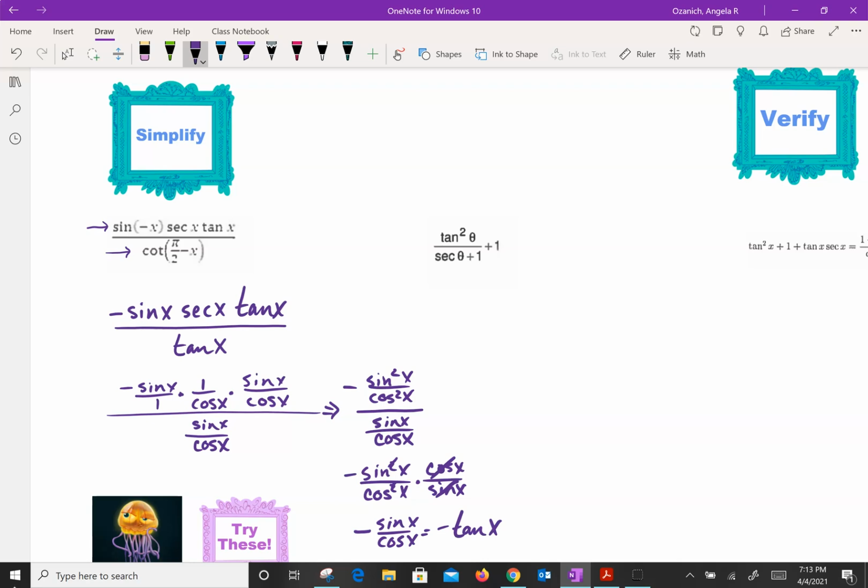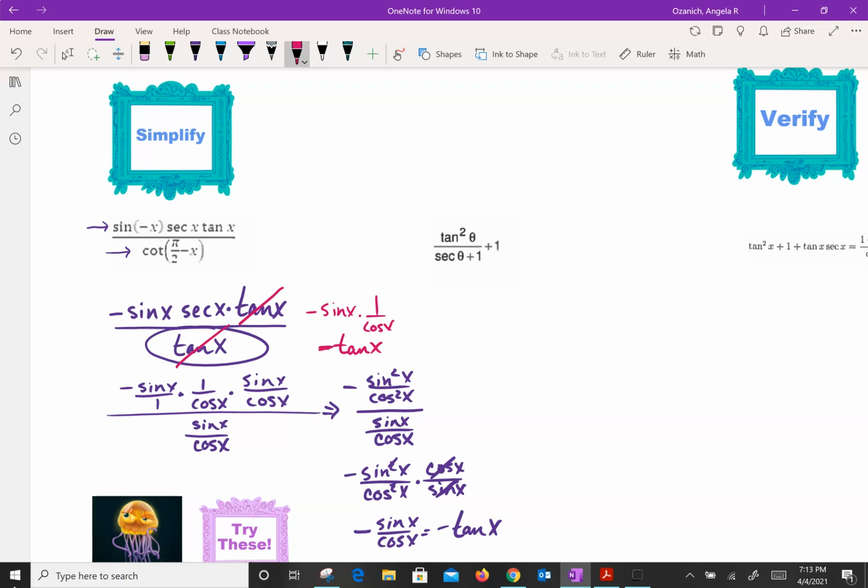Okay, maybe up here, if I had left this as tangent of x, what I could have done instead, and this might have been a lot faster, would be just to cancel the tangent x's. So here's another way I could have gone. And then I get sine x times secant x, which is just a negative sine of x times 1 over cosine of x. And if I went that route, I'd immediately be at negative sine x over cosine x, which is negative tangent of x.